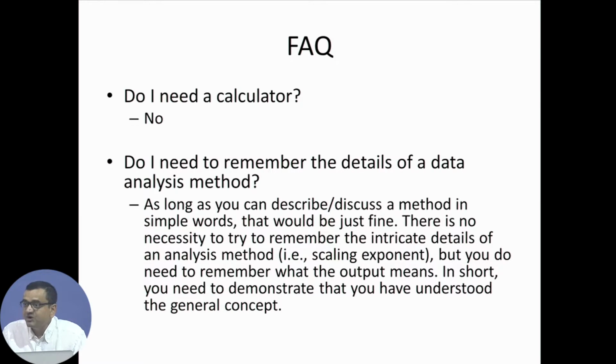You don't need to remember how ICA is computed, the matrix, the inverse, no. There is no necessity to remember the intricate details of any methods. You will not be asked how the scaling exponent is computed, what the steps of DFA are, or what the steps of other methods are. I talked about different methods, index of association, nothing.